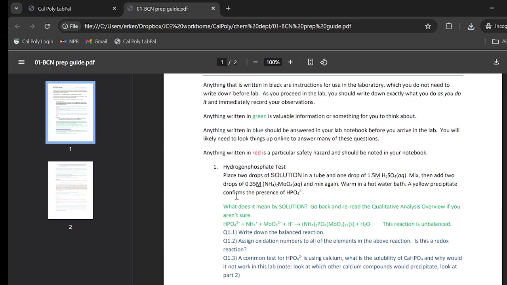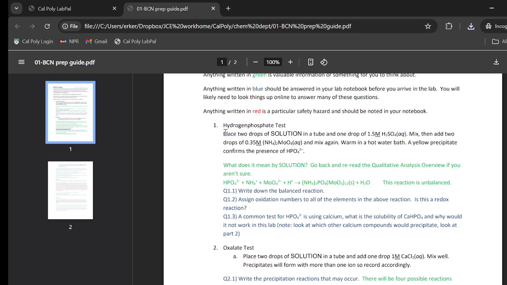The hydrogen phosphate test is just one thing, and the procedure is relatively straightforward. We put 2 drops of the solution we're testing, 1 drop of sulfuric acid, and 2 drops of ammonium molybdate, and mix. If it turns yellow, we've got hydrogen phosphate. If it stays clear, we don't have hydrogen phosphate. So that's really all we're going to do, where our test solution is going to be several different things, but that's what we're going to do.